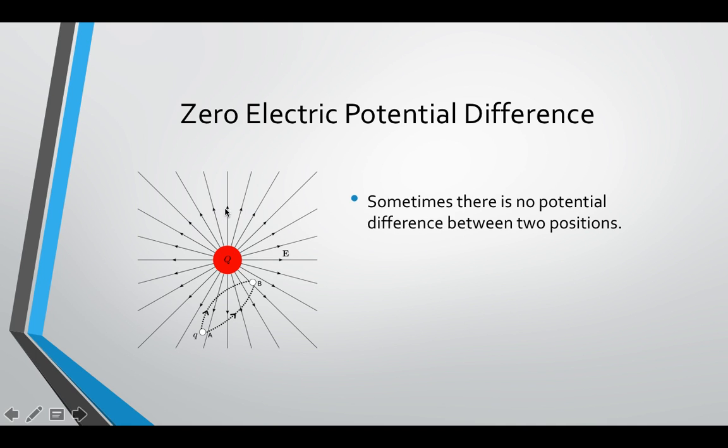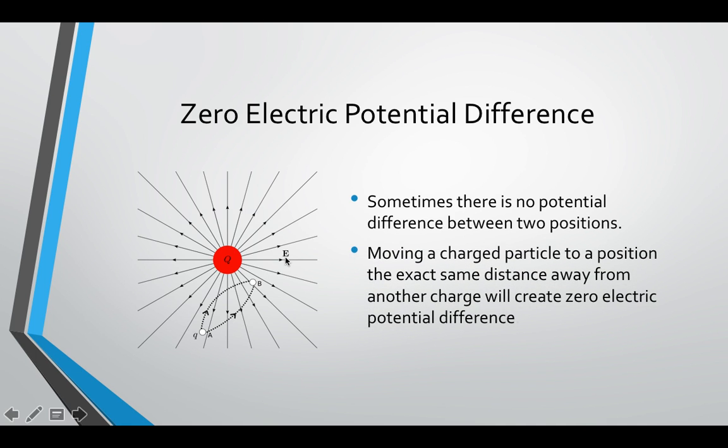Each one of these places around the center is exactly the same distance from the center as the others. And therefore it has the exact same amount of energy. And no work's done to move them from one spot to another. So you get zero electric potential difference. Okay. So any charged particle that orbits another charged particle is experiencing zero electric potential difference as long as the orbit's in a perfect circle.